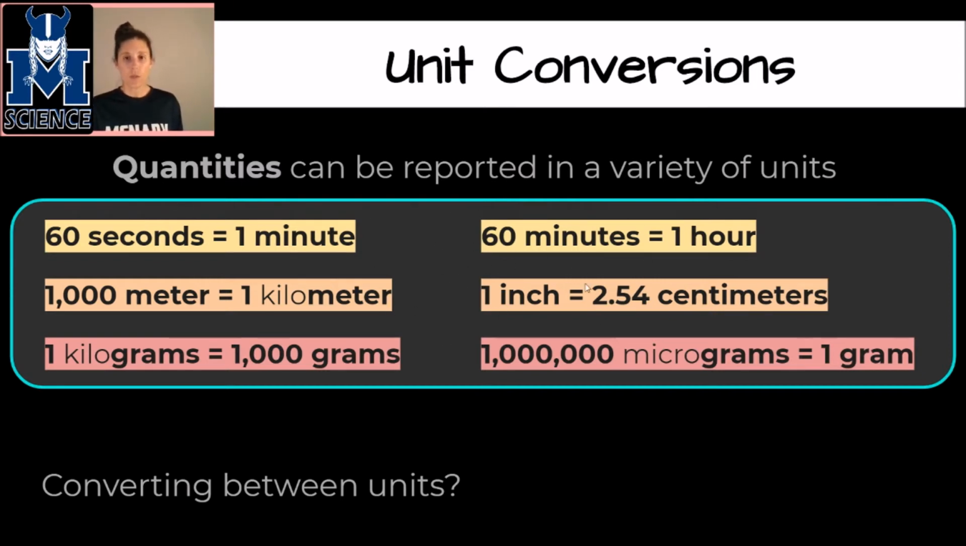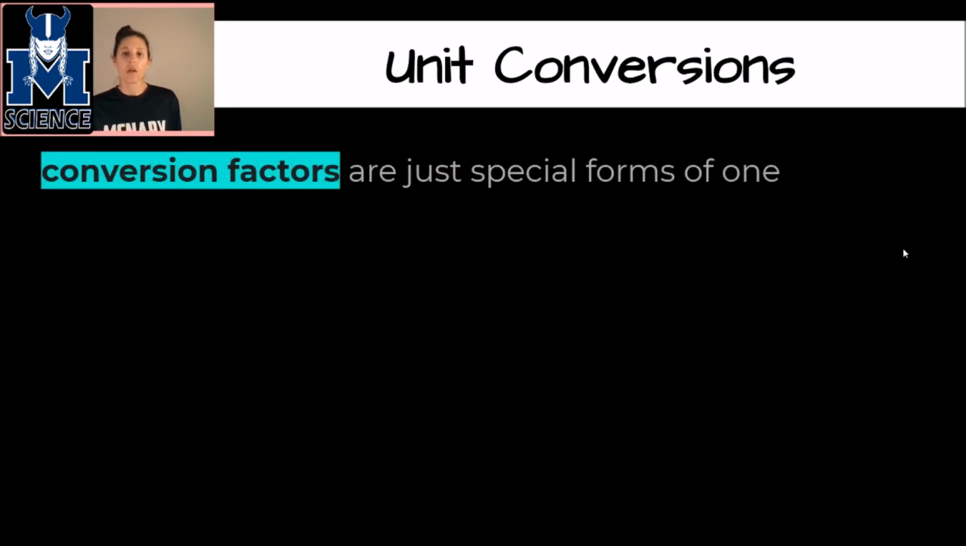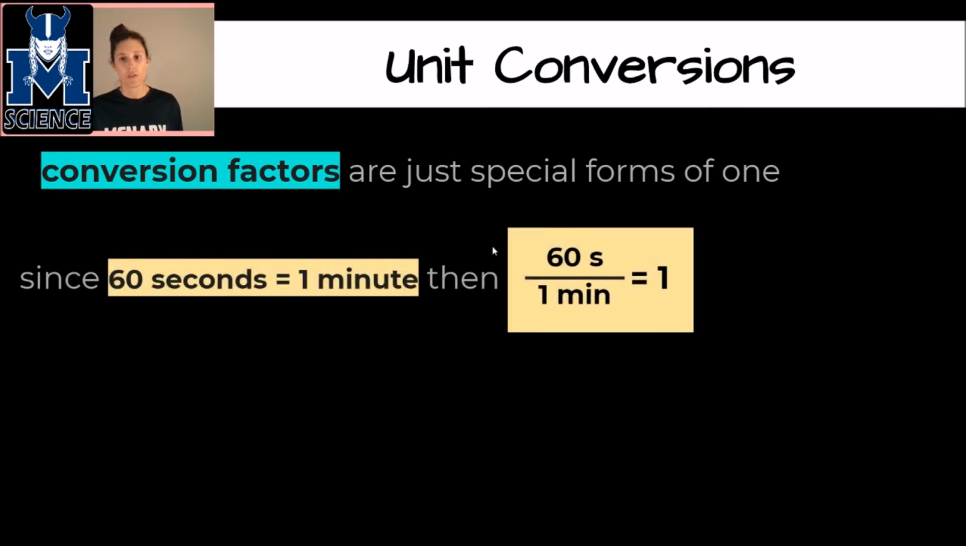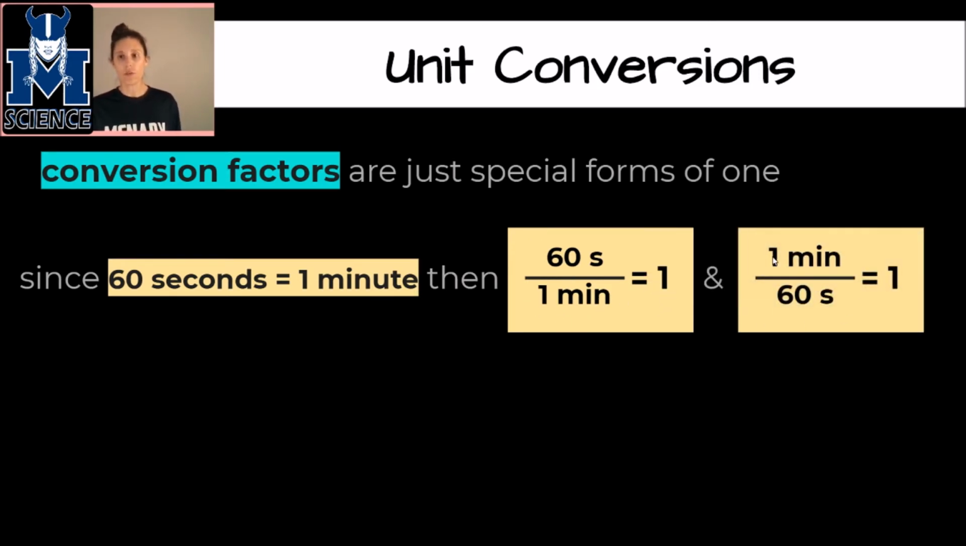Okay, there's a special name for these kind of equalities here. We call them conversion factors because they help us convert between units. So conversion factors are just special forms of 1 because they're equal to each other. If you put them in a little ratio here, so like 60 seconds equals 1 minute, so 60 seconds over a minute equals 1. Okay, we could also write it the other way. 1 minute over 60 seconds equals 1. These are just kind of special forms of 1.